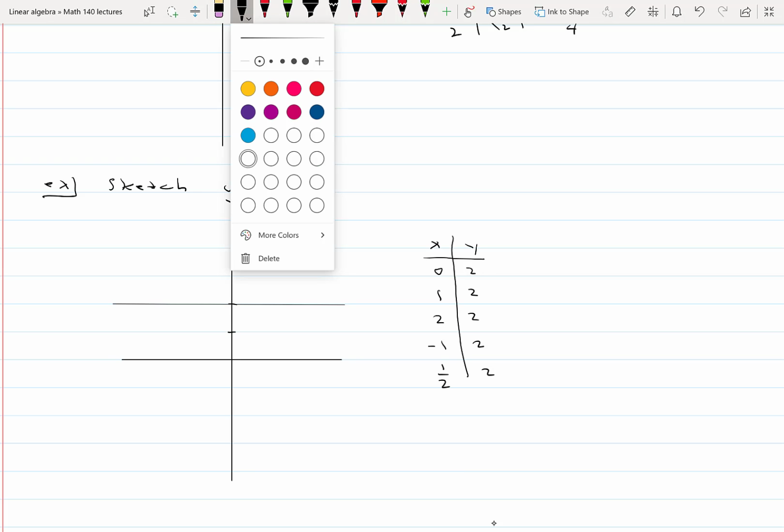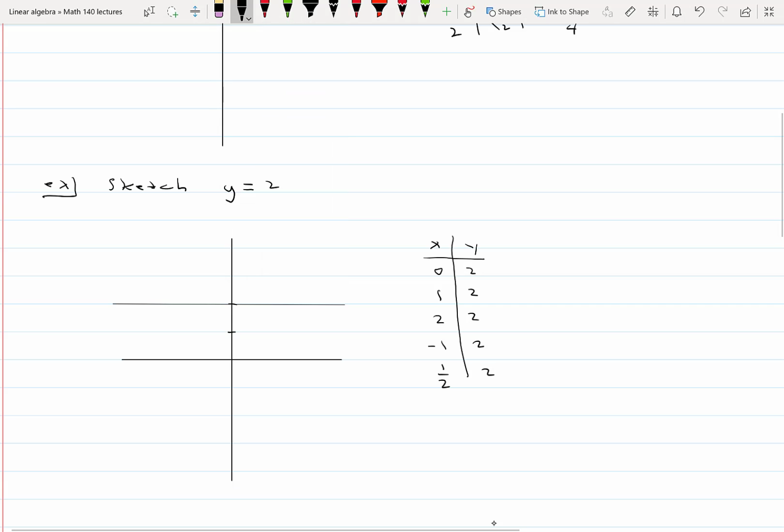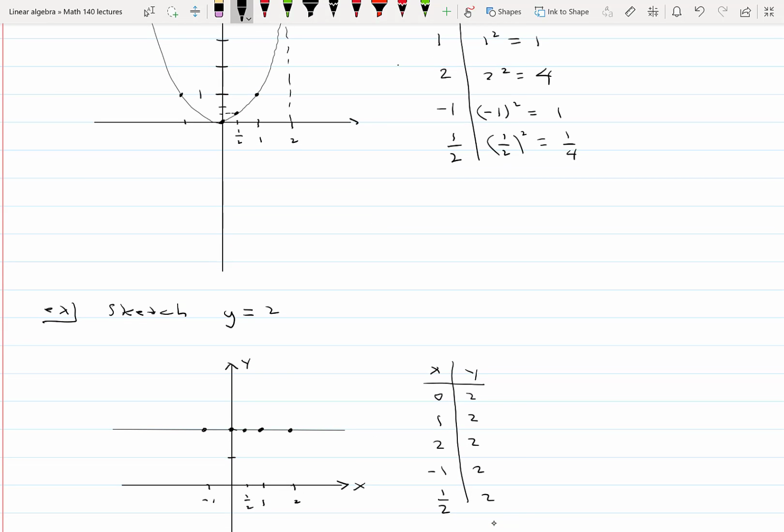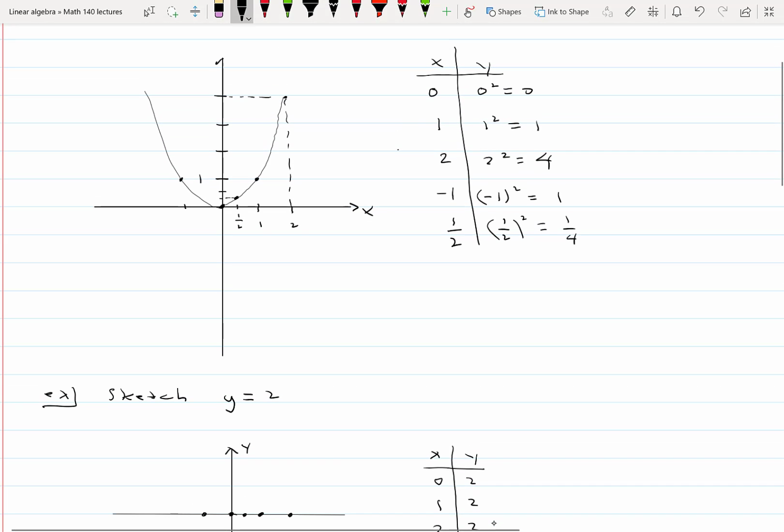Okay, so if x equals 0, y equals 2. If x equals 1, y equals 2. If x equals 2, y equals 2. If x equals -1, y equals 2. And these are just a few points. If x equals 1/2, y equals 2. Well, if you keep doing this, you're going to get more and more dots that are going to be tracing out what is pretty clear to be a horizontal line.